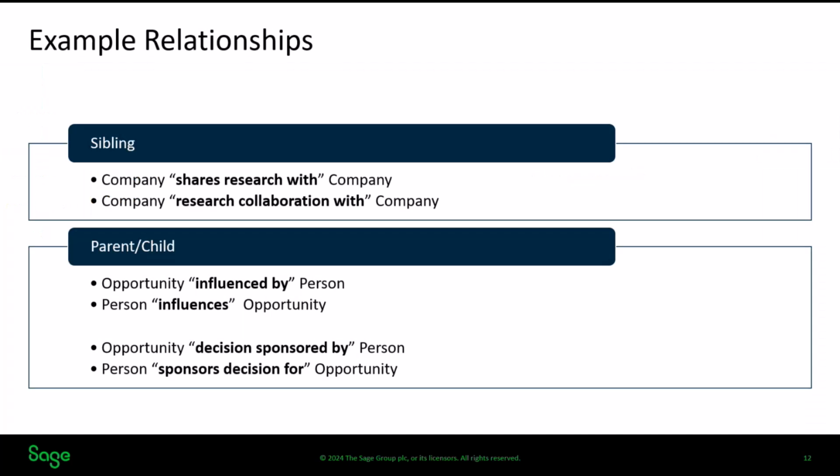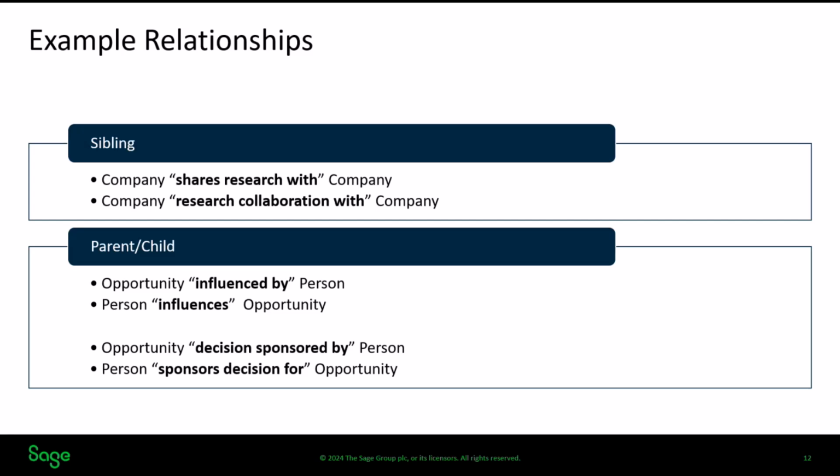Now, if I step on and look at some examples of the types of relationships that we can create, it might be that I want to set up a sibling relationship. And a sibling relationship is, as I said here, an associative relationship where you're just linking two entities together without any sense of hierarchy. So a company may share research with another company, but each relationship is viewed as a mutual relationship.